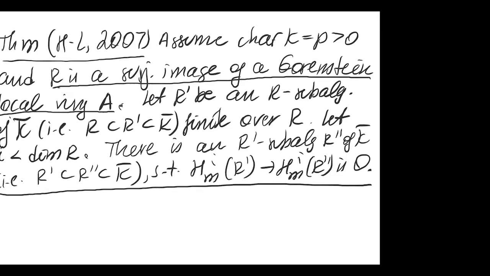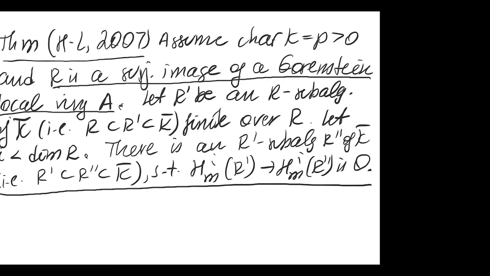For every I smaller than the dimension of R. But if you have finitely many R double primes, then you can take the composite, that is the smallest subalgebra that contains all of them. And it will be the subalgebra in which local cohomology in every degree smaller than the dimension vanishes. All right, so you can certainly make R double prime independent of I as long as I is smaller than the dimension. And there will be many R double primes.